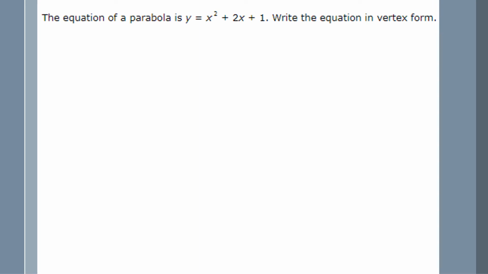All right, people, let's go ahead and get into all of this. So you've got an equation of a parabola. Again, the parabola is the U shape of this quadratic's graph. Write the equation in vertex form.